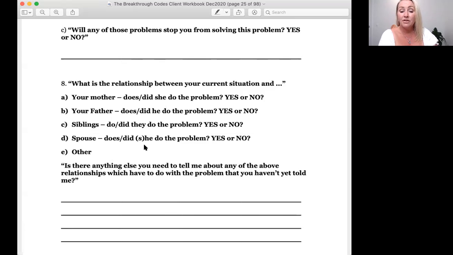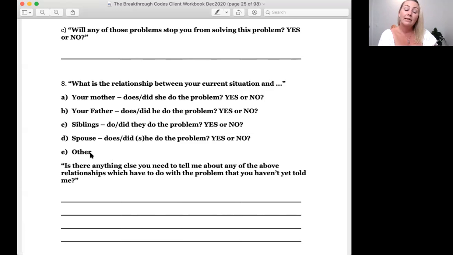Now, same thing. Did your father do the problem? Yes or no? Did siblings do the problem? Yes or no? Spouse do the problem? Yes or no? Anyone else that they were brought up by or spent a lot of time with, you'd insert there. And then, is there anything else you need to tell me? Tell me about any of the above relationships which have to do with the problem that you haven't told me yet.